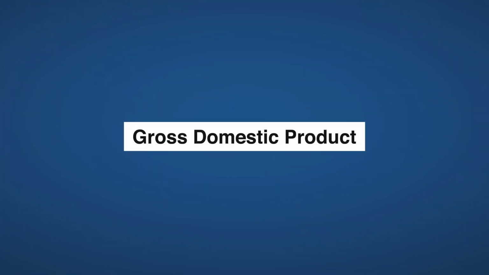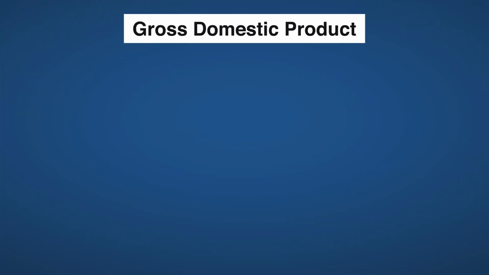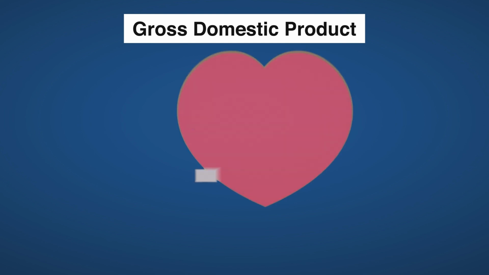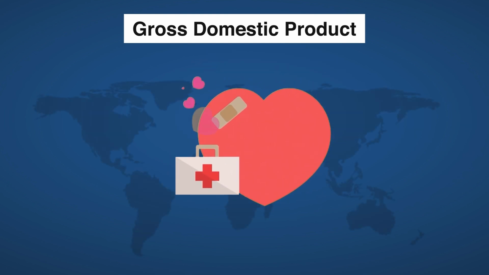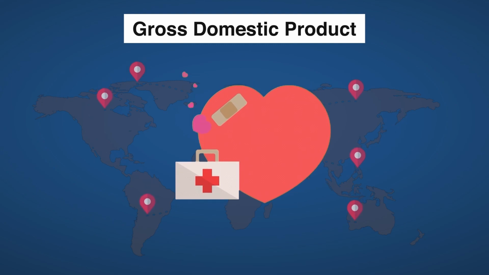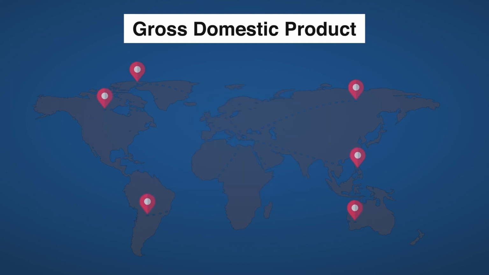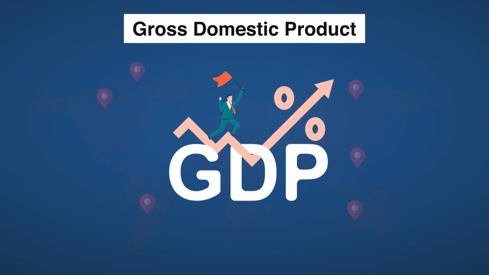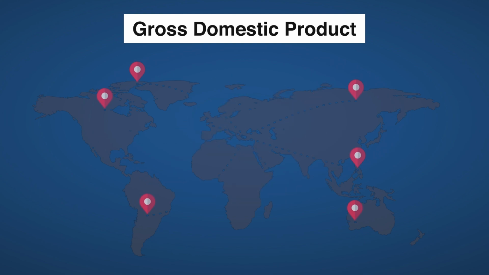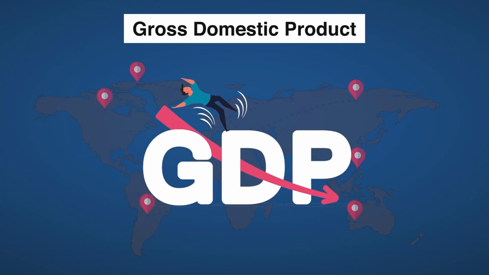GDP, or gross domestic product. Now this measures the overall health of a country's economy. If the percentage is increasing, then happy days. The country economy is growing, and this could increase the currency's value. However, if it's decreasing, not good, and that could indicate the country is struggling, and so could its currency.